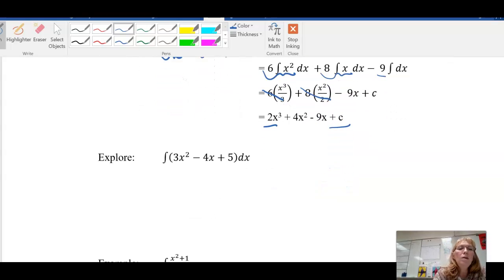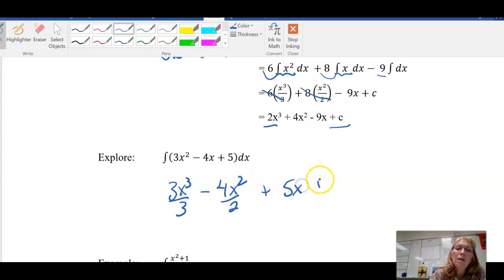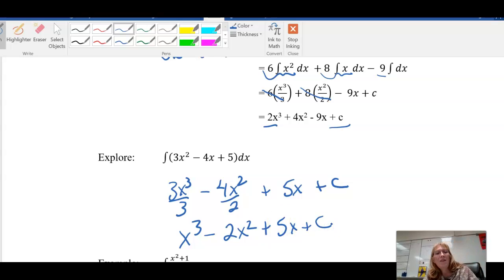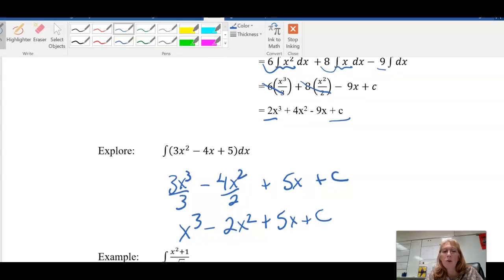All right, try yours. So you should have done the integral of each of these individually. So this would have been 3x cubed over 3 minus 4x squared over 2 plus 5x plus c. Reducing these, you have x cubed minus 2x squared plus 5x plus c. All right, I hope you had fun. These are kind of fun. I think you should enjoy them.